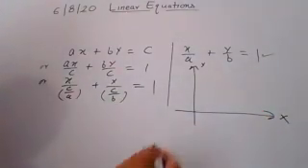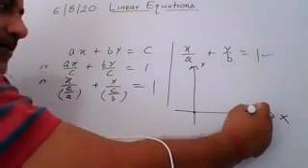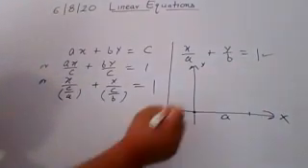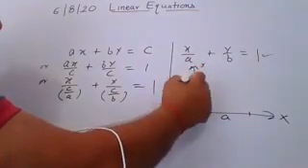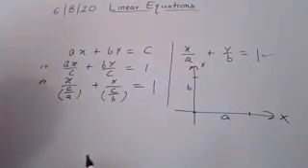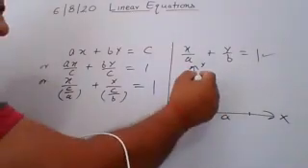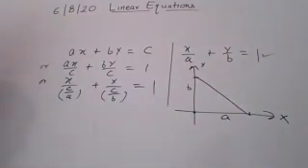Intercept of x-axis means what? The distance from origin to the point where the line intersects. So here that distance is a. In the same way, here you have y upon b, so you mark a point b on the y-axis. And so here you have 2 points on the x-axis and y-axis, so you join them. If you join them, automatically you have a line.